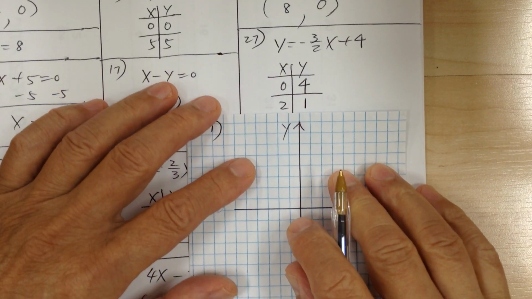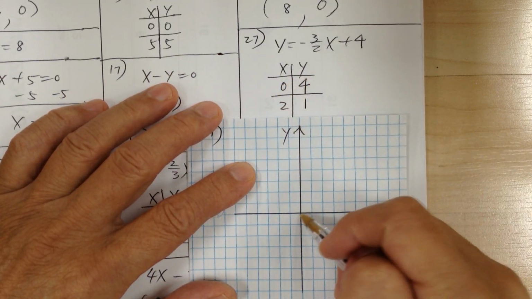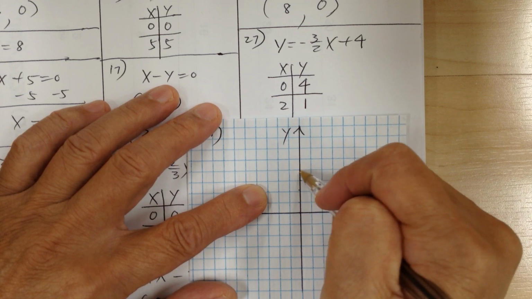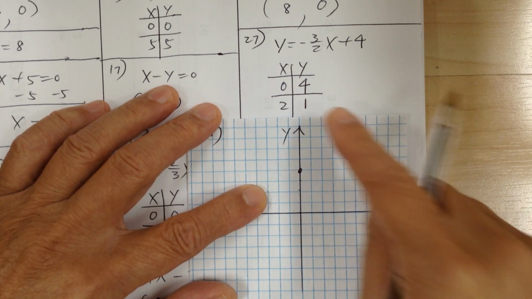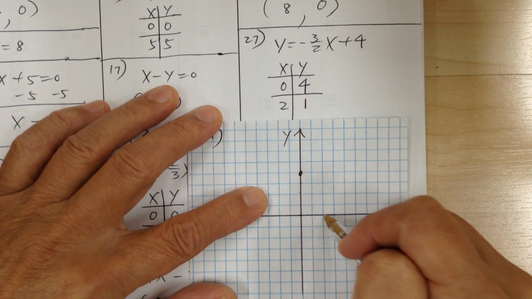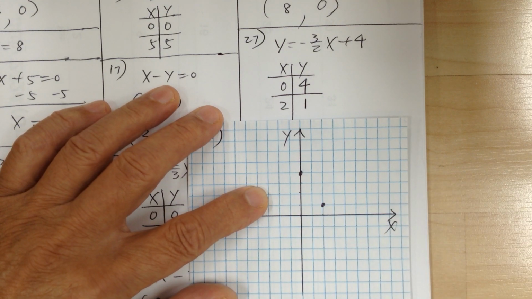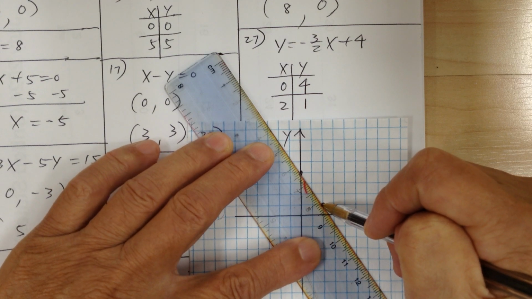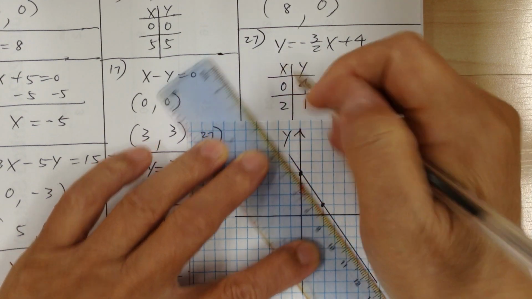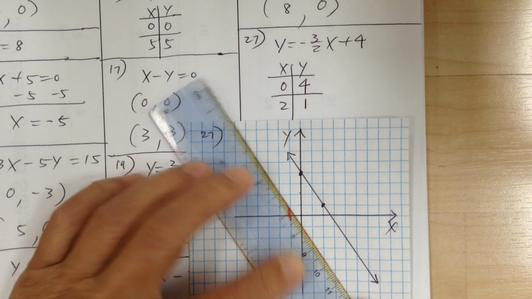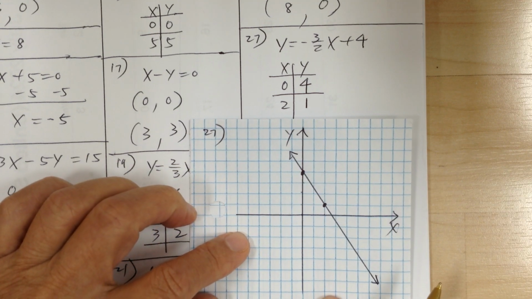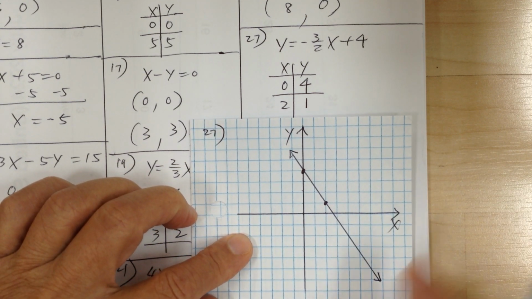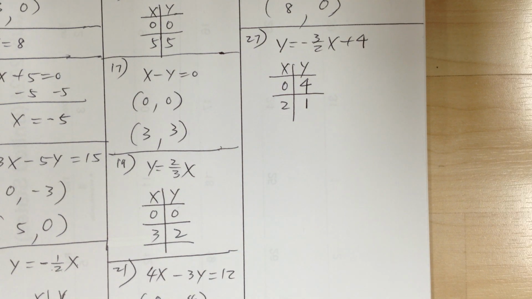So the first point is 0, 4. So 0, 4: 1, 2, 3, 4. Okay, and then you have 2, 1, so it'd be 2, 1 right over here. Okay, and then you just connect the two dots. Okay, and that's the graph for number 27. Okay, let's go to the next one.